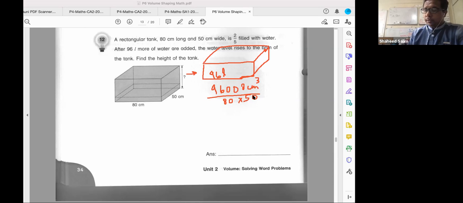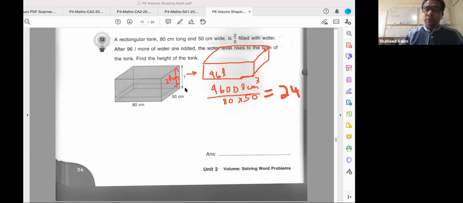96,000 divided by 80 divided by 50, and the answer is 24. Okay, so Putri says it's 24. So what is 24? It's the height. Height of what? It's the height of down here only. This height is 24 cm.